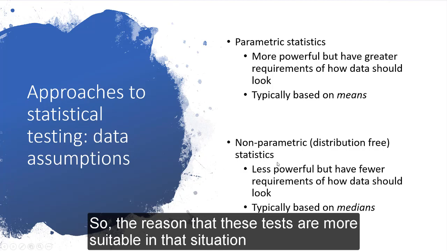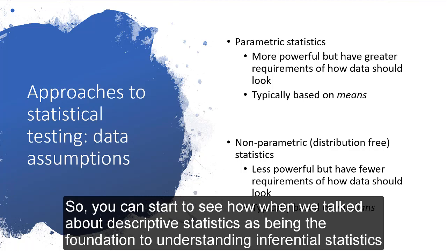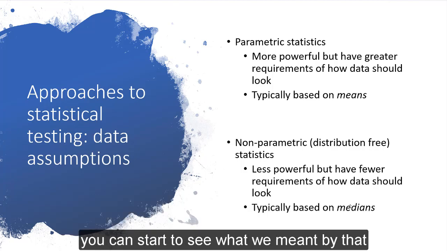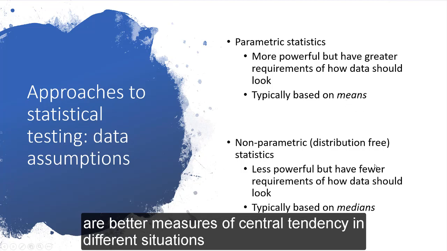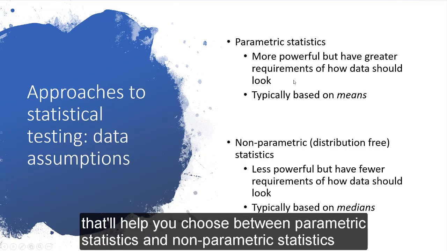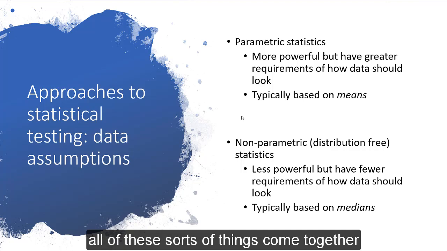The reason that these tests are more suitable in that situation is that they're typically based on the medians rather than the means as a measure of central tendency. So when we talked about descriptive statistics as being the foundation to understanding inferential statistics, you can start to see what we meant by that. And so having a good understanding of why means and medians are better measures of central tendency in different situations will help you choose between parametric statistics and non-parametric statistics. These are all important considerations, and we're going to bring those together in a moment so you can see exactly how all of these things come together.